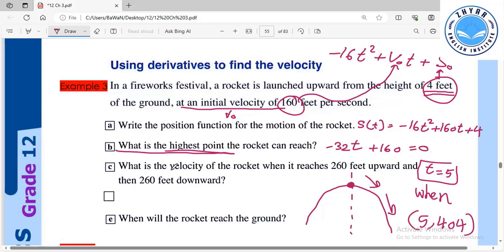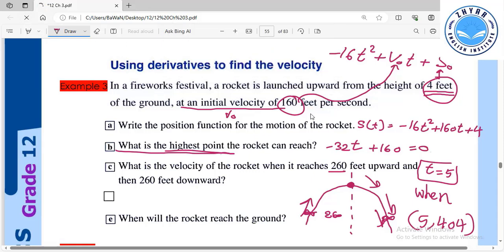Part C, what is the velocity of the rocket when it reaches 260 feet upwards and downwards? 260 feet is somewhere here. Then how can we find the time where the rocket reached 260 feet? Then we put this time into the derivative of s of t, which is velocity. Then we can find the speed or the velocity.